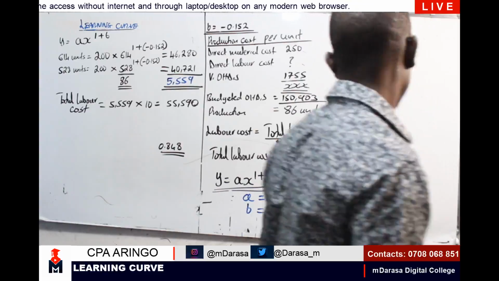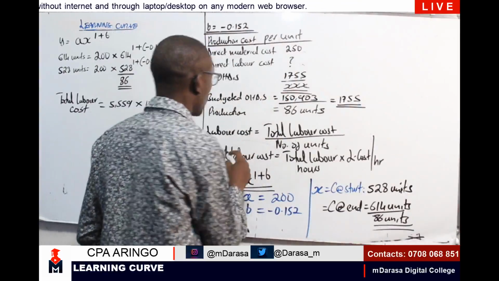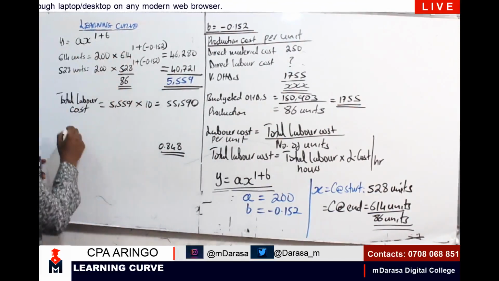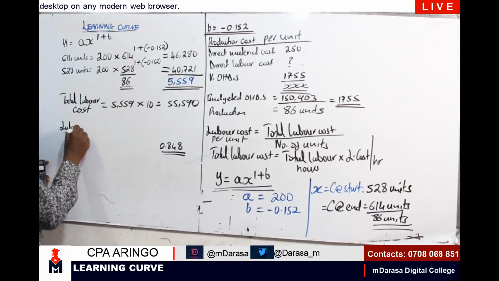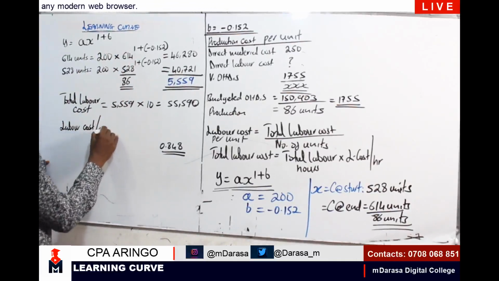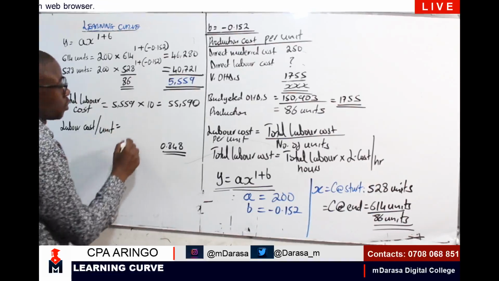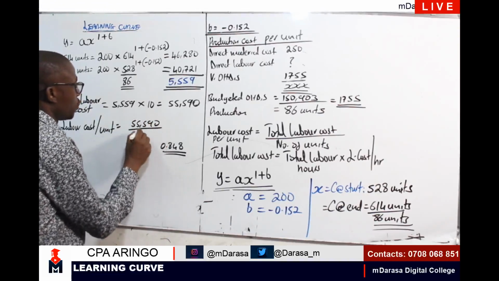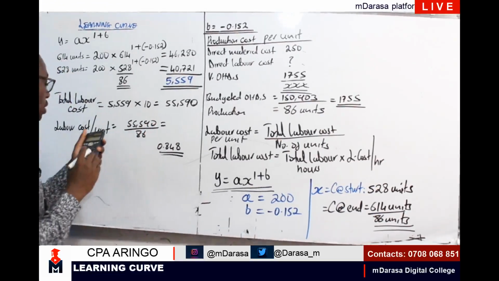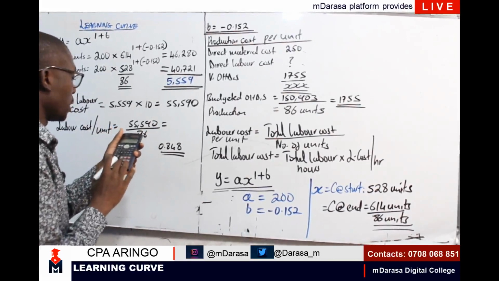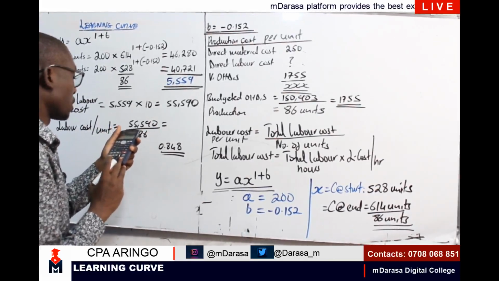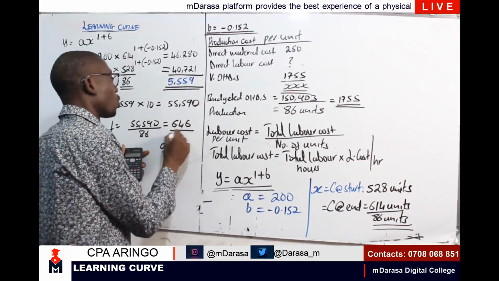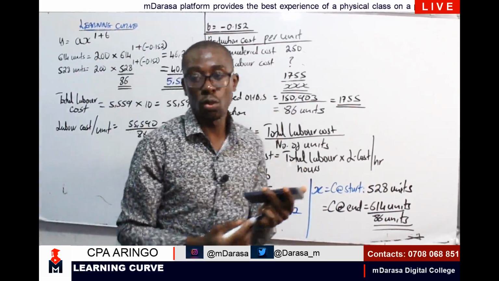So therefore, having that case, I can now determine my labor cost per unit. We are going to take the 55,590 and divide by the number of units, which was 86 units. So that should give us a figure of how much? I'm getting 646.